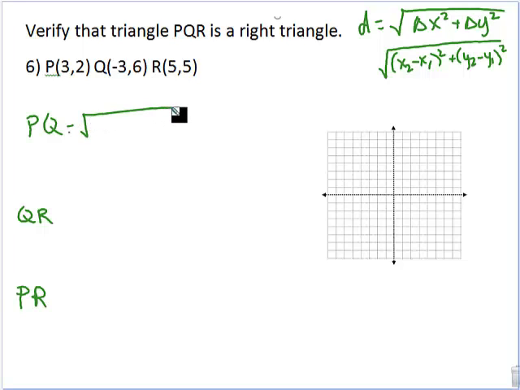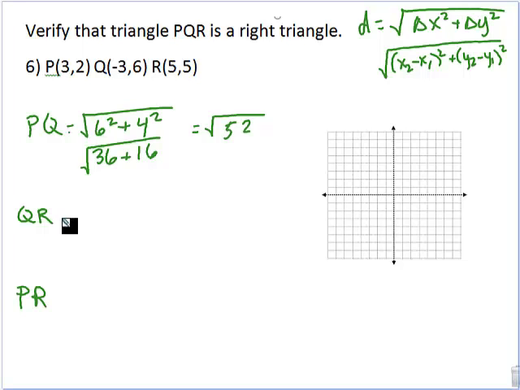Change of x. So from P to Q, we go from 3 to negative 3. How much does that change? From positive 3 to negative 3, it changes 6. So 6 squared plus your y's go from 2 to 6, that's 4, so 4 squared. What's 6 squared? 36. And 4 squared? 16. All right, 36 plus 16 is 52. We can just leave it as that. We don't need to simplify it down. Just leave it as the square root of 52.